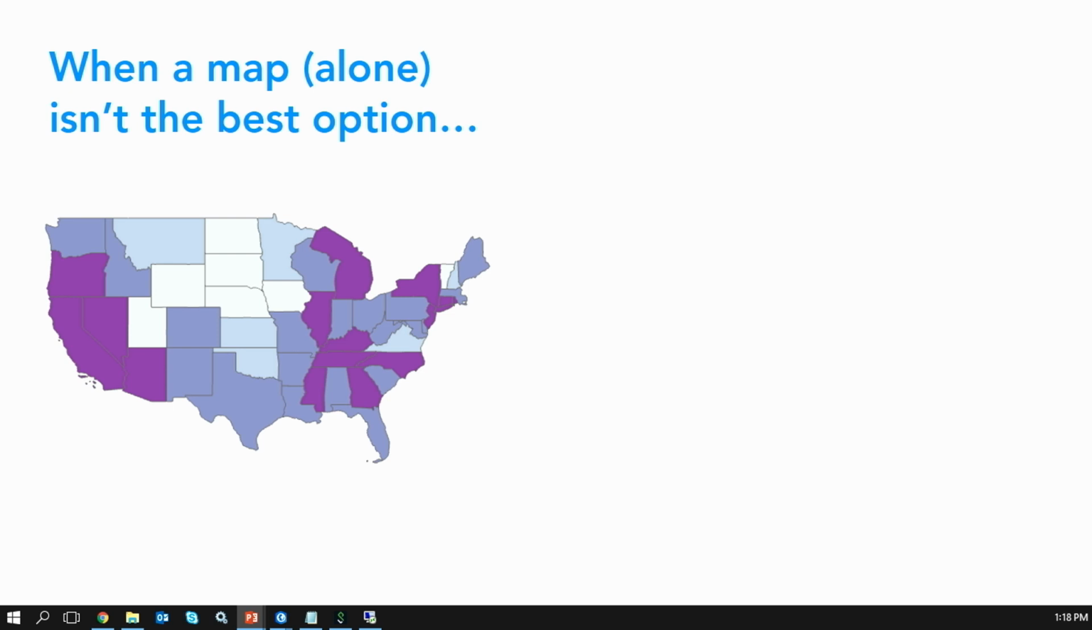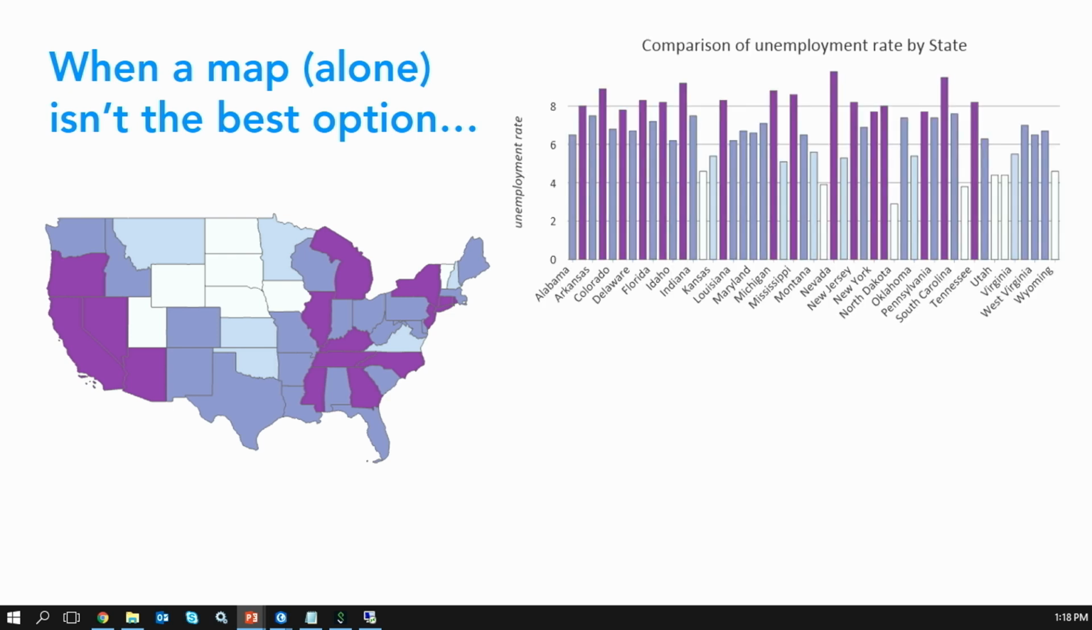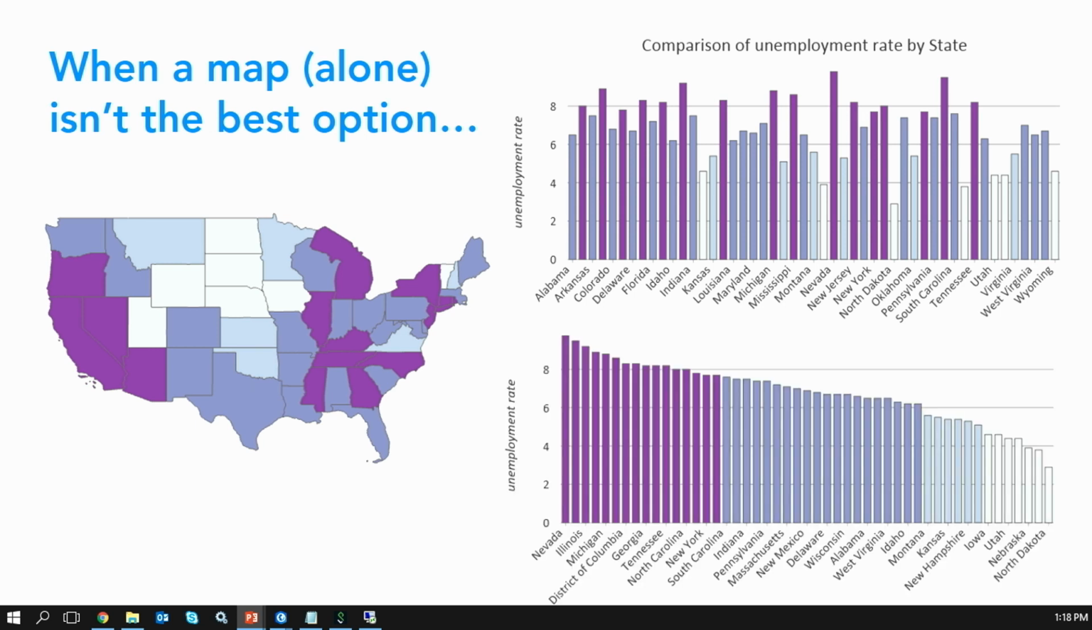So in this case, we can tell which states have the highest values, even though some of them are pretty small and hard to see. But within those highest values, we can't tell which one is the highest. But if I were to create a bar chart, we can immediately tell that I believe it's Nevada that is the tallest bar. And if I were to sort those bars, it's even easier to tell. So now we can have both of these visualizations together to help us understand this data a little bit better.